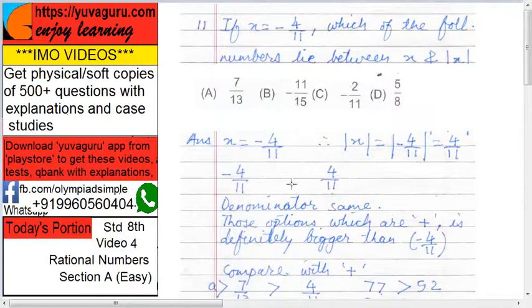So the options which are positive are definitely bigger than minus 4 by 11, and also vice versa. The options which are negative are definitely less than 4 by 11. So don't compare them with 4 by 11. It's again a waste of time, right?